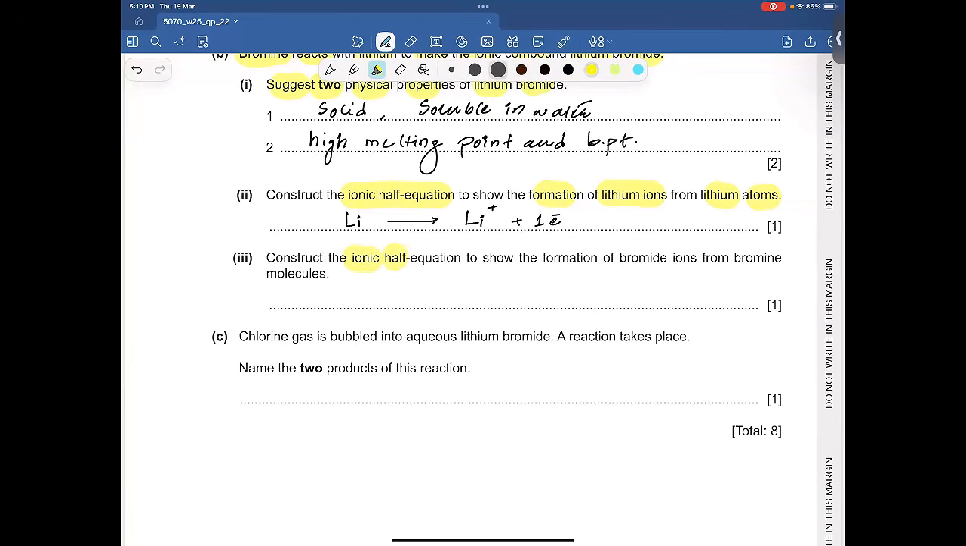Construct an ionic half equation to show the formation of bromide ions from a bromine molecule. So it is a bromine molecule. Bromine always exists in a diatomic state. It will gain electrons and convert into bromide ions. Since we have two atoms here, we need to put two here to balance the equation, and which is why we need to put two here also. Okay.